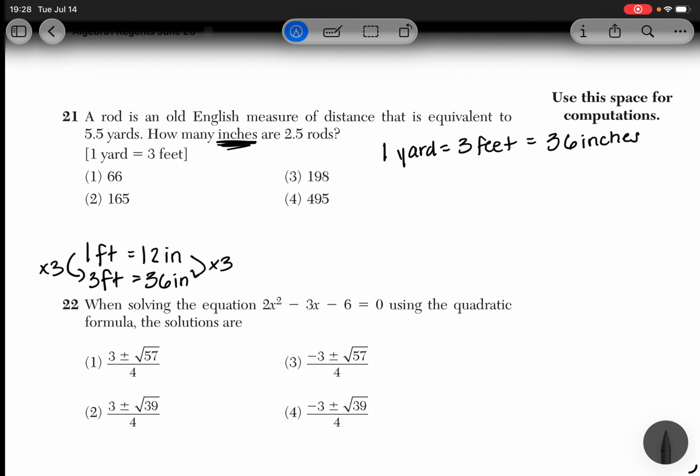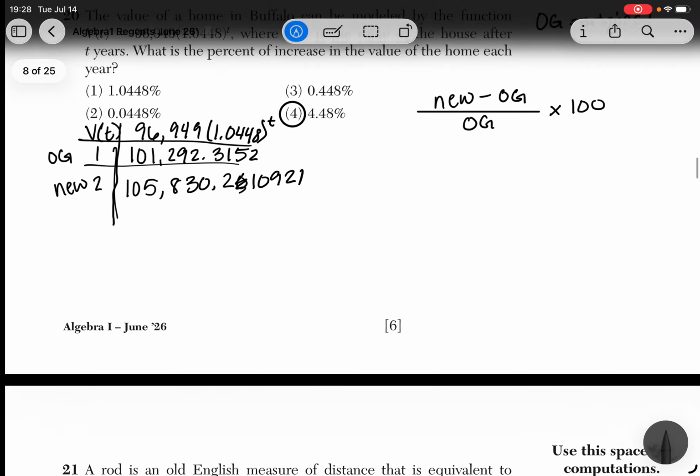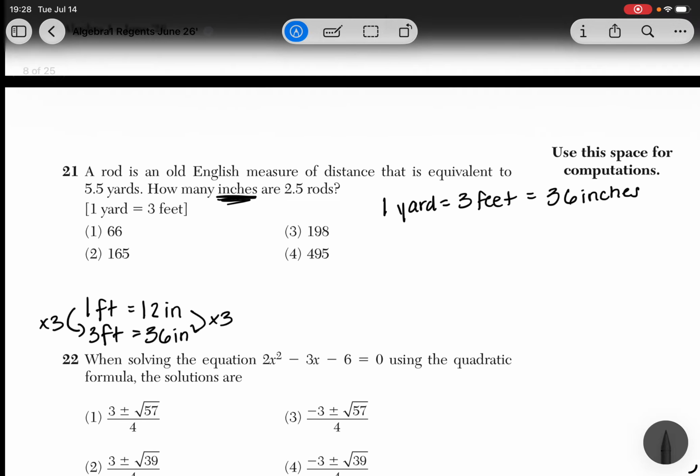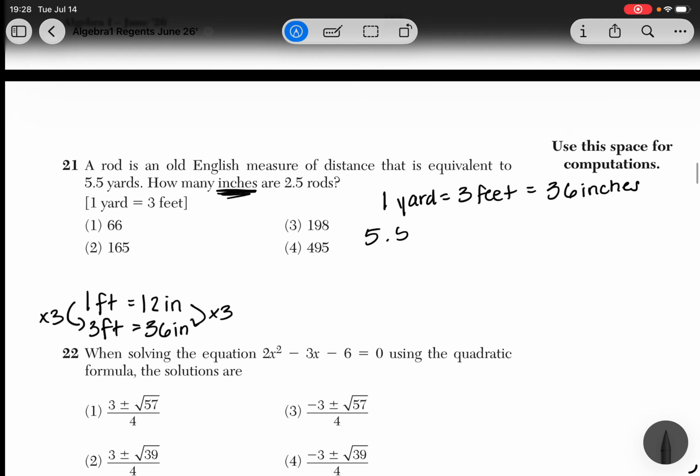With that information now, we can go and try to scale to our 5.5 yards because we want to figure out how many inches are in 2.5 rods. So we're going to start with our yards, and then from there we can get into our rods. So we want to get from 1 yard to 5.5 yards, which means that we need to multiply by 5.5. If we multiply the 1 yard by 5.5, we need to multiply everything else by 5.5. I don't really care about the feet, so I'm just going to take the inches and multiply that by 5.5, and then from there we get 198 inches. For the feet, just in case you wanted to know, it's 16.5 feet.